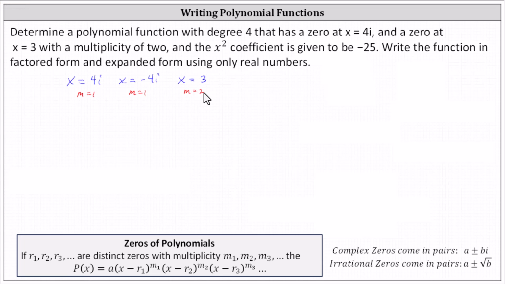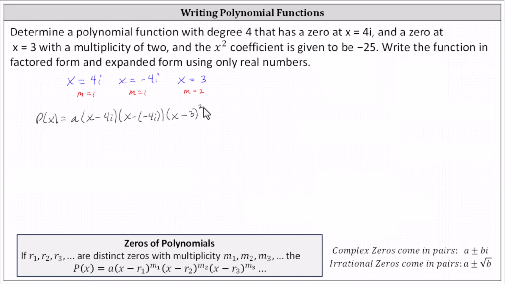If we let a equal the leading coefficient, we can write the polynomial function p of x as p of x equals a times, because 4i is a 0, x minus 4i must be a factor. And because the multiplicity is 1, we only have one of these factors. Because x equals negative 4i is a 0, we must have a factor of x minus negative 4i. And we have one of these factors because the multiplicity is 1. And for the 0 of x equals 3, we have two factors of x minus 3 because the 0 has multiplicity 2.